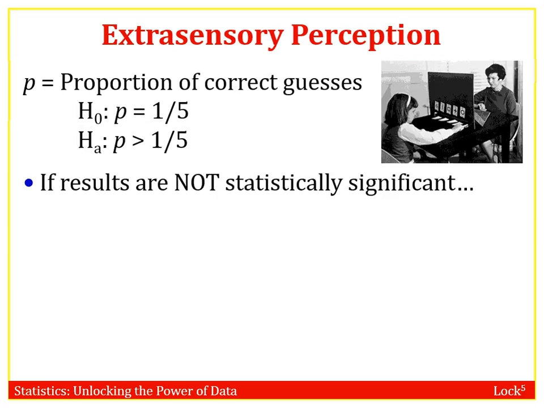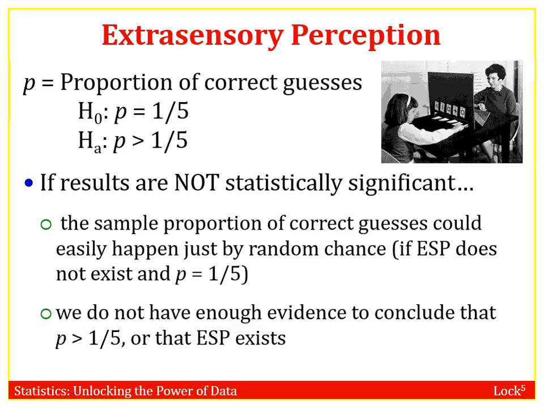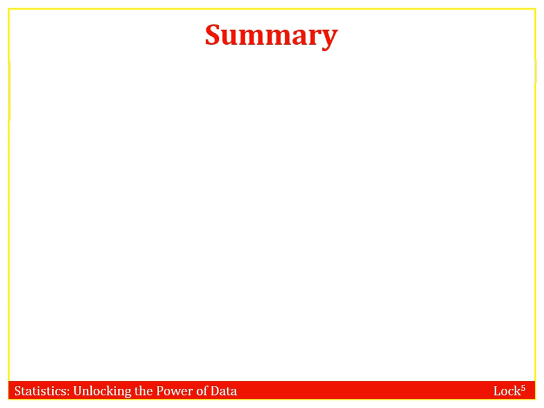So let's go ahead and say it's not statistically significant. Well, in that situation, we would have something that's not necessarily real far from 1/5, and we would have no evidence to conclude that there is ESP. So we would fail to reject the null hypothesis that there is no ESP.